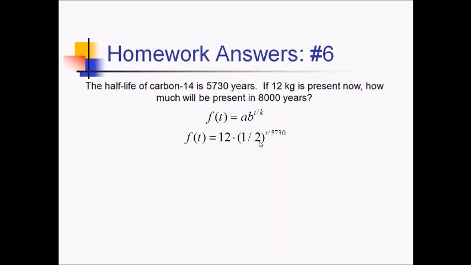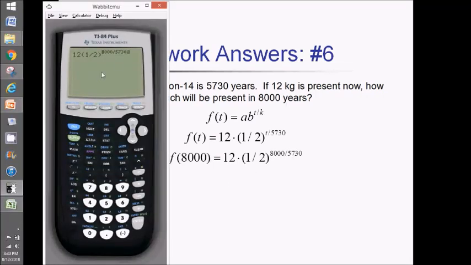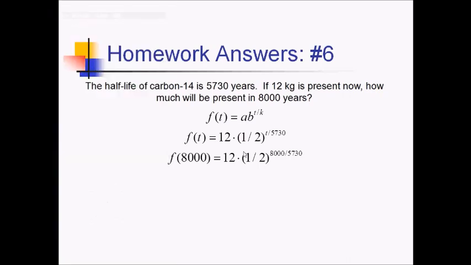And now that we've got this set up, we have a t value of 8,000 years, which I will now put in my calculator. If your calculator does superscript exponents, then you're probably good here. Otherwise, you can put 8,000 over this in parentheses. Pressing enter should end up with about 4.6 kilograms of carbon-14.